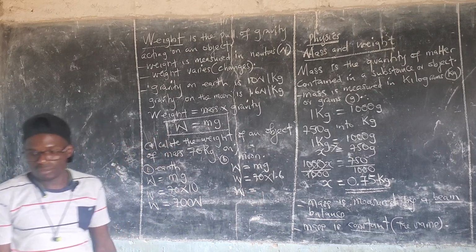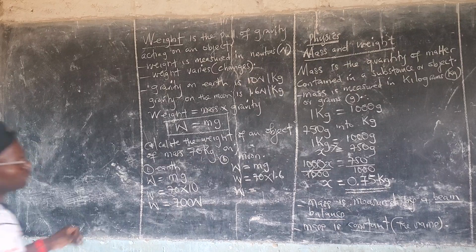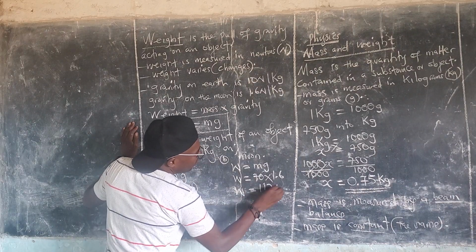If you multiply, do you have a calculator? Okay, can you just try to multiply for me? 70 times 1.6. So which is 112 what?